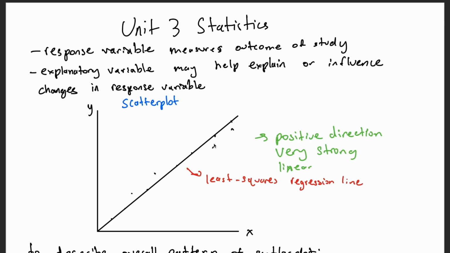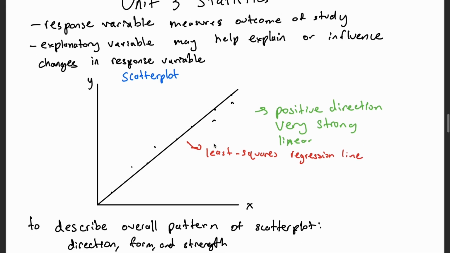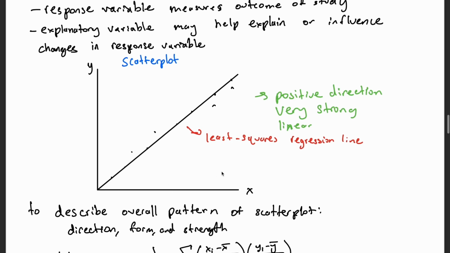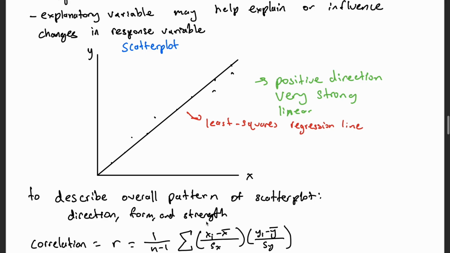that the response variable measures the outcome of a study, and the explanatory variable may help or influence changes in the response variable. So for example, here's a scatter plot that we have, which is a bunch of dot points. And this is a regression line that we made given all the points. So our explanatory variable is x, and our response variable is y. So we can see that changes in x lead to changes in y.